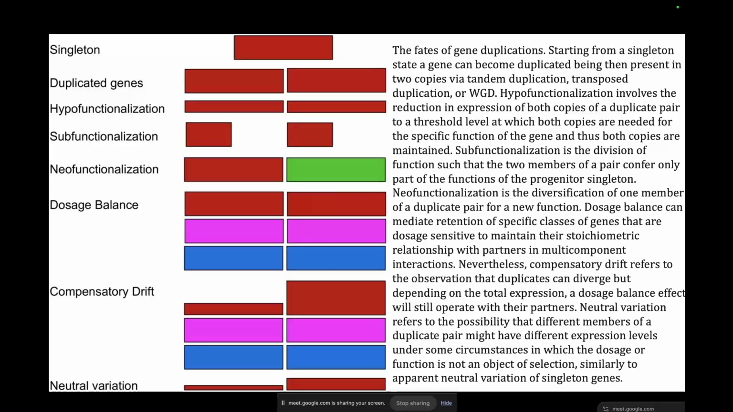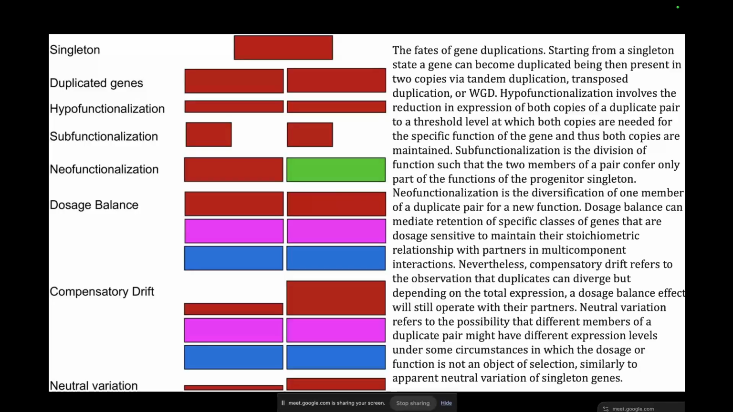This is hyperfunctionalization. Basically, both the original and the duplicated copy will have reduced expression levels to match the original single copy level, right? In subfunctionalization, the division of the function happens such that the two members of a pair confer only part of the functions of the progenitor singleton. So basically, it divides up the work. One gene will do this part of the work. The second gene will do another part of the work.